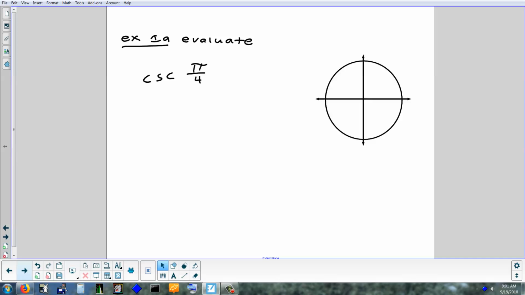Does anybody remember what pi over 4 would be in degrees? 45. Yeah, it is a 45. If you're not sure, you could always change it to degrees by multiplying by 180 and dividing by pi. Any questions on how to change pi over 4 to degrees? Okay, so we know it's a 45, so we're going to put it over here. I really only draw the triangle if I don't know the coordinate. I already know the coordinate for 45, but I'll practice drawing it just in case anyone needs to see it.